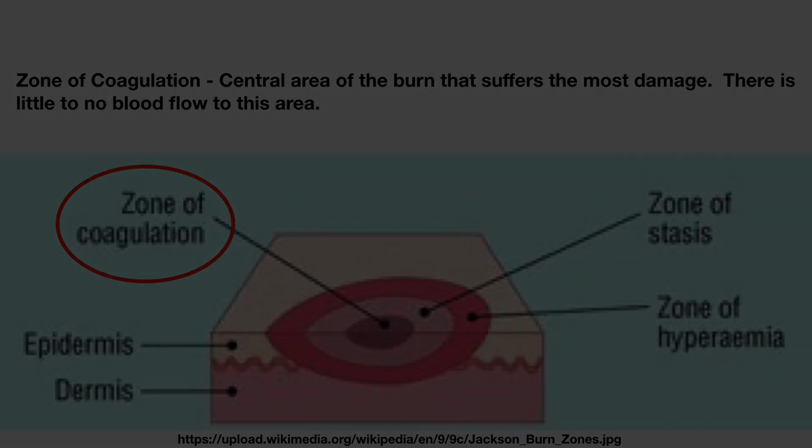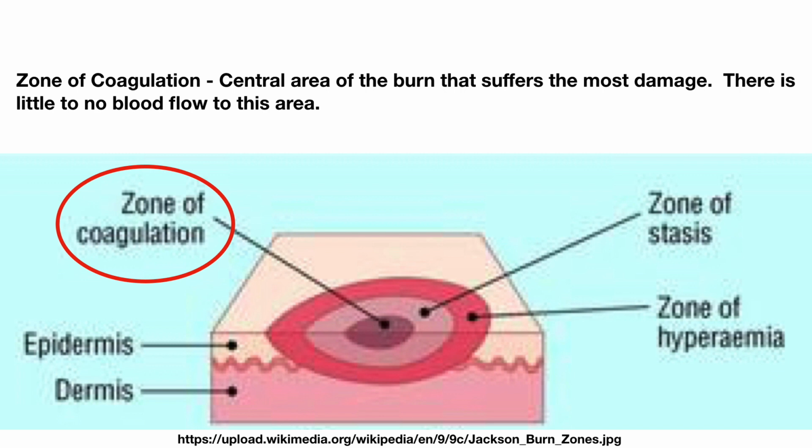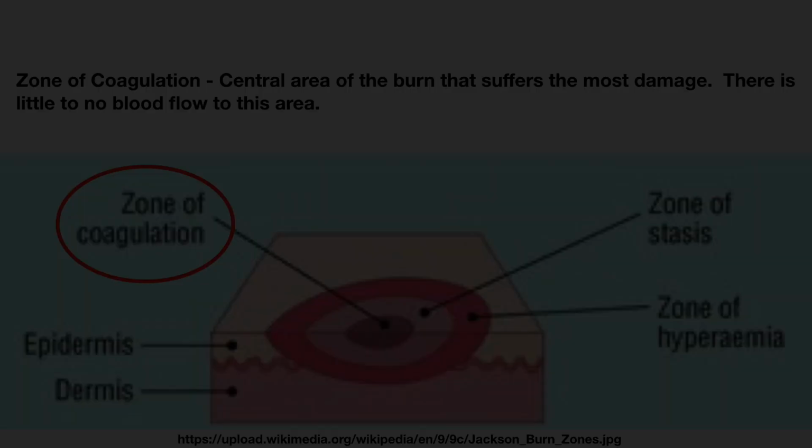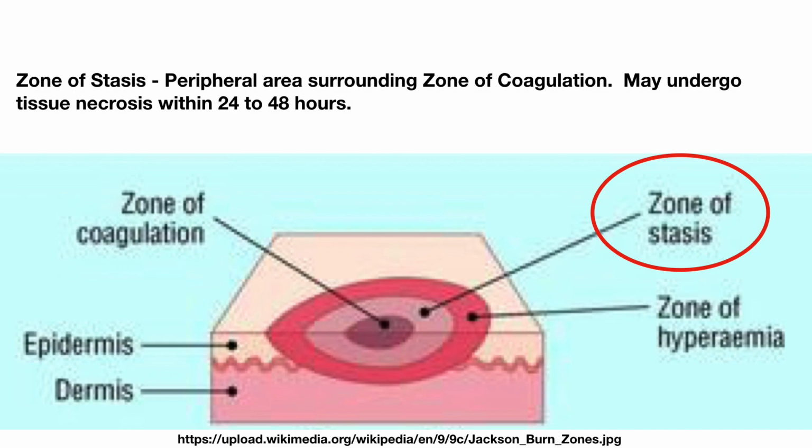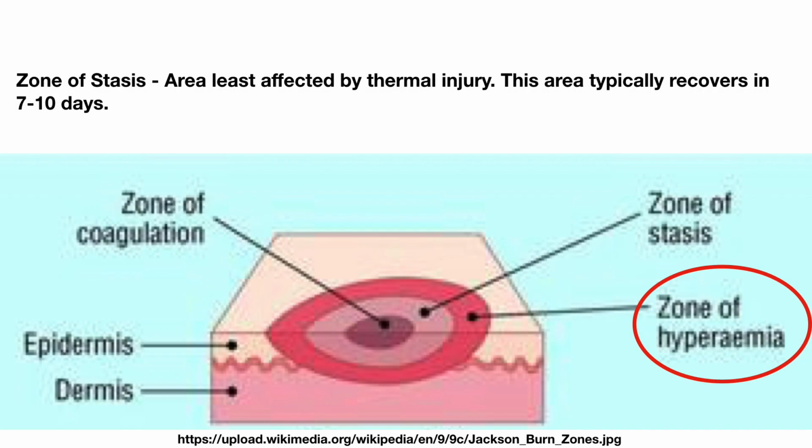So let's talk about the different burn zones. We have the first zone, which is where the majority of the damage occurs, and this is going to be the zone of coagulation. There is little or no blood flow to this area. Then we have the zone of stasis. This is the peripheral area surrounding the zone of coagulation, which may undergo tissue necrosis within 24 to 48 hours. And last is the zone of hyperemia, which is the area least affected by thermal injury. This area typically recovers in about 7 to 10 days.